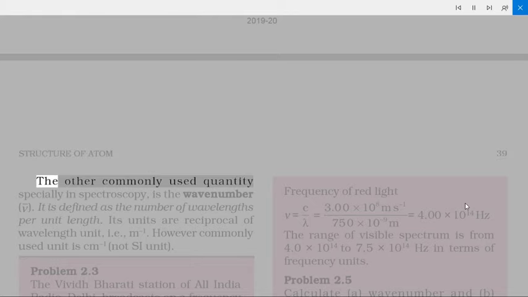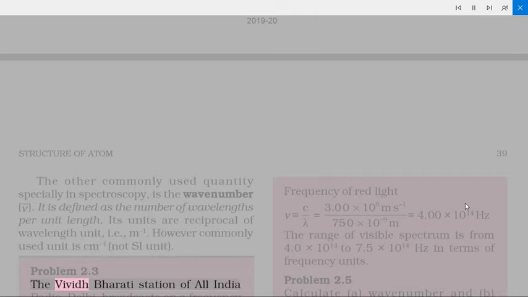Structure of atom. The other commonly used quantity, especially in spectroscopy, is the wave number. It is defined as the number of wavelengths per unit length. Its units are reciprocal of wavelength unit, i.e., m⁻¹. However, commonly used unit is cm⁻¹, not SI unit.